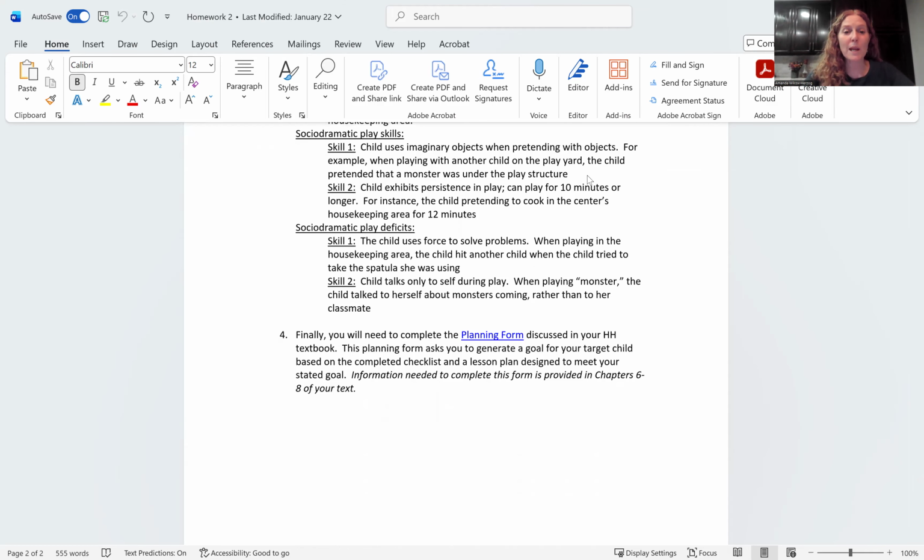Basically, what you're saying is, if the child has deficits or needs to work on something, what can I do to help them work on that particular thing? So if a child only talks to themselves during play, what can I do to help them talk to other children? I don't want to help them practice the thing that they can already do. I want to help them practice the next skill coming in line. So you'll be turning in your running record, your play checklist, your one-page little report, and also the planning form.